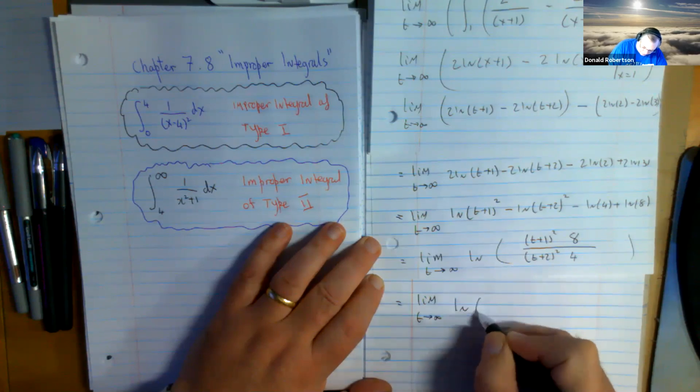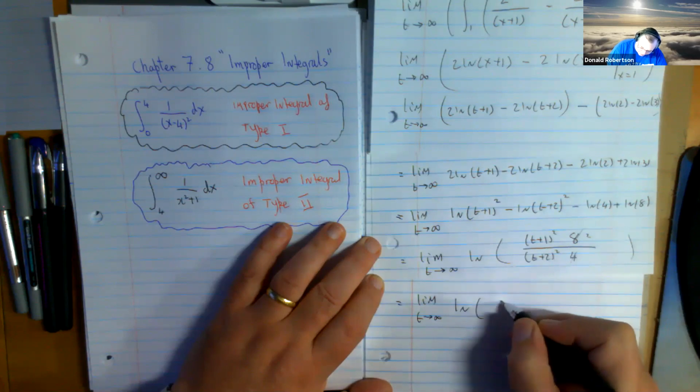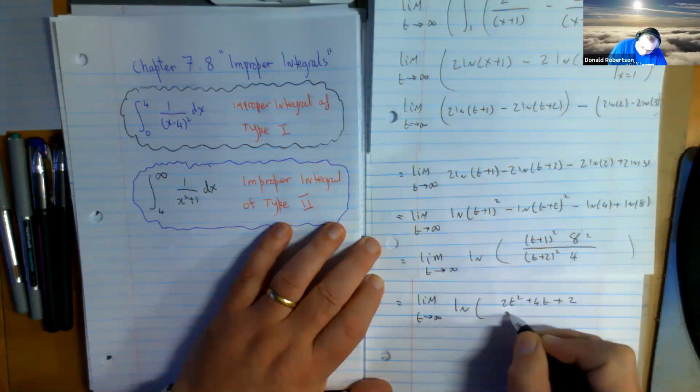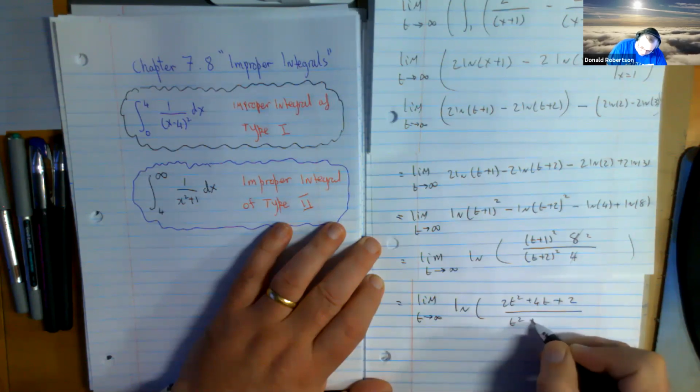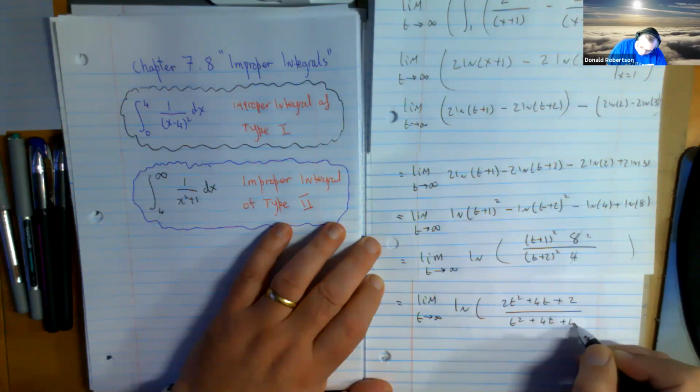Now what I'm going to do is FOIL that. Well, let's cancel them and get 2. FOIL that out and you get 2t squared + 4t + 2. And FOIL this guy out. You get that.